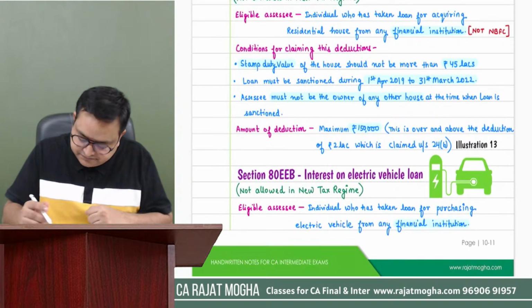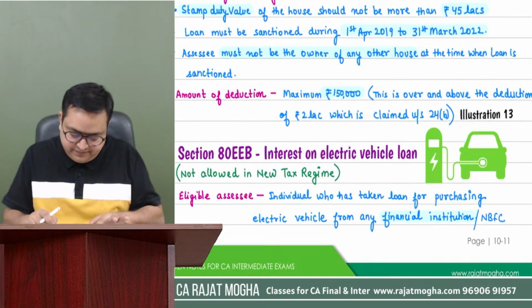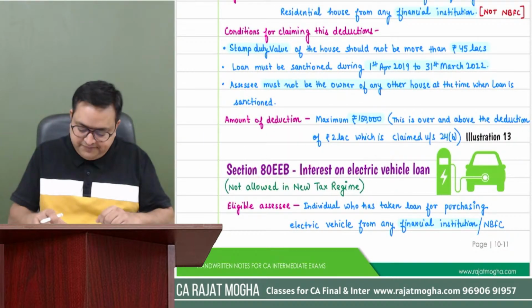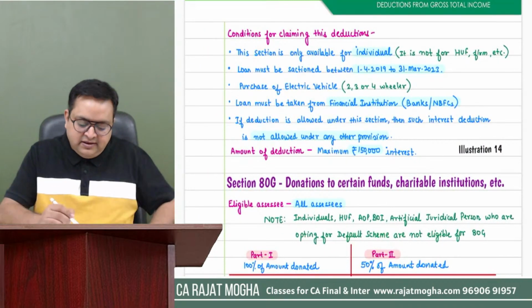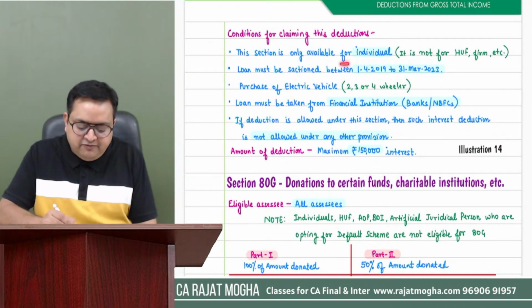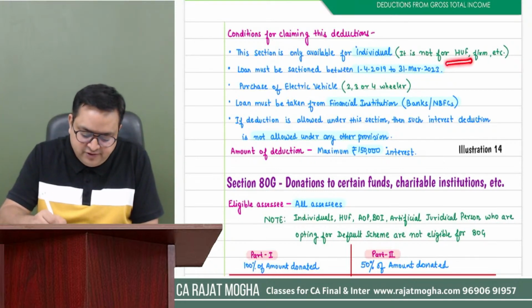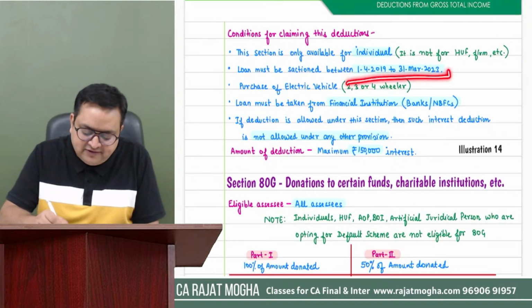Let me write it down. Or NBFCs also, right? And obviously this is available only in the optional scheme, not for the new scheme. The conditions are that this section is only available for individuals, not for partnership firms, not for companies, and not even for HUF. So the loan should be sanctioned between 1st April 2019 and 31st March 2023, then you can claim deduction.